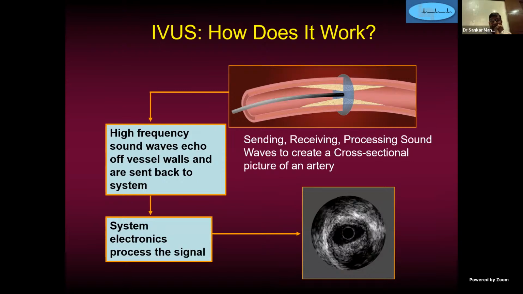So high-frequency sound waves, echoes of vessel walls, are sent back to the system, and the electronics change it to an image of different morphology, and accordingly, we try to identify the vessel lumen, the vessel wall, various segments of the vessel wall like tunica adventitia, tunica media, and tunica intima, and the surrounding structure. In addition to that, whatever may be the abnormalities, be it atherosclerotic plaque, thrombus, calcium, fibrocalcific region or pure fibrosis, or mixed nature of plaque, everything can be picked up by this imaging technique.